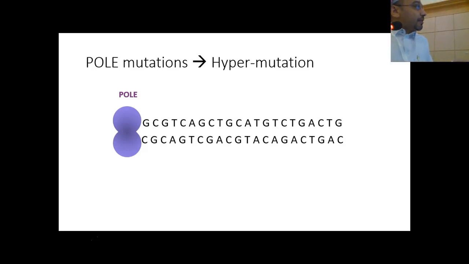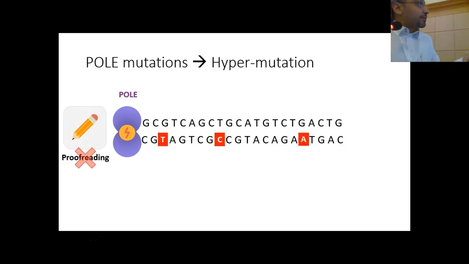What happens when the polymerase itself is mutated? You can imagine that it will be sloppy. It will copy the DNA, but it will introduce a lot of errors because now it is missing the proofreading.